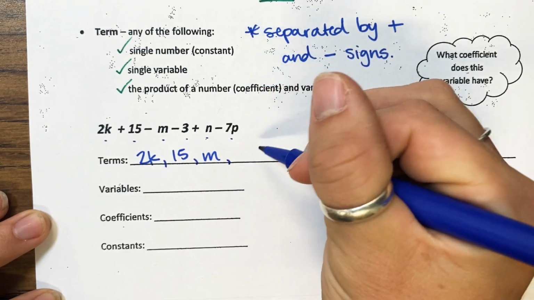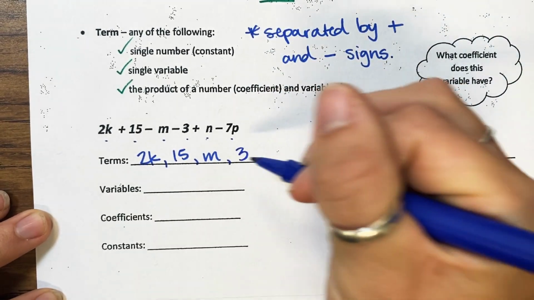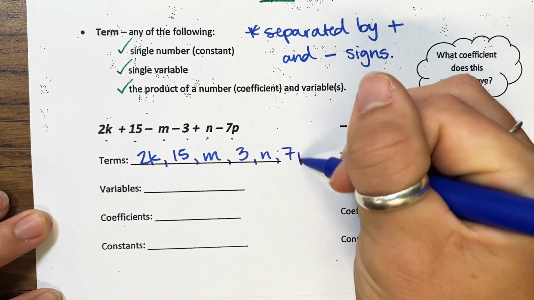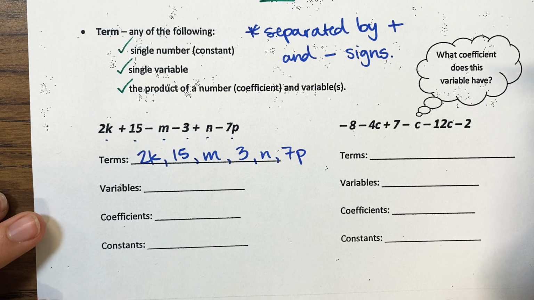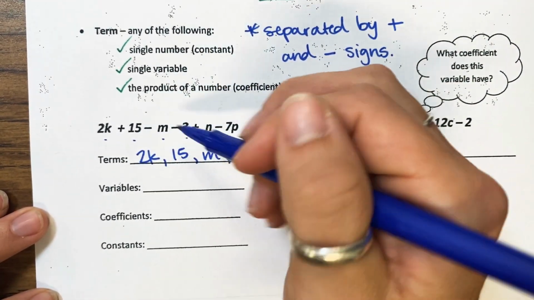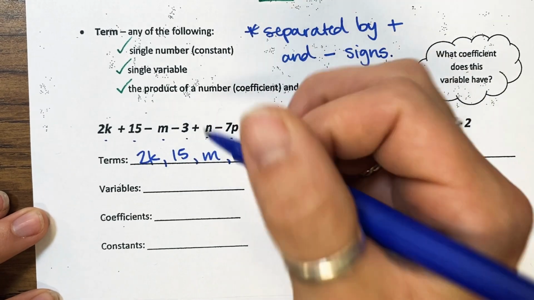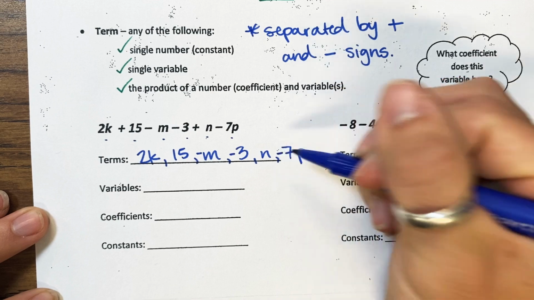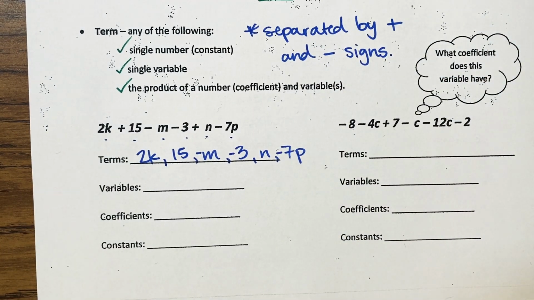Okay, I'm not including the signs because the signs separate them. Okay, 3, n, and 7p. And you know what? I just changed my mind. Let's include the signs. Okay, so we have a positive 15, so that doesn't need the sign. Negative m, include the sign. Negative 3, and negative 7p. Okay, so we do include those signs.